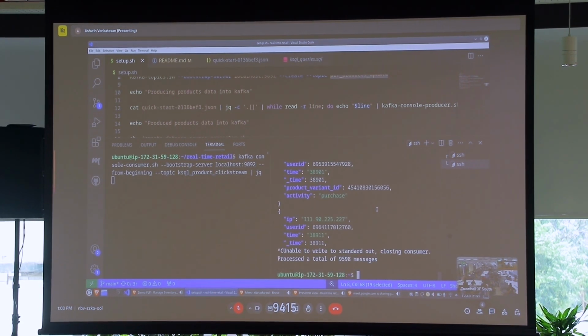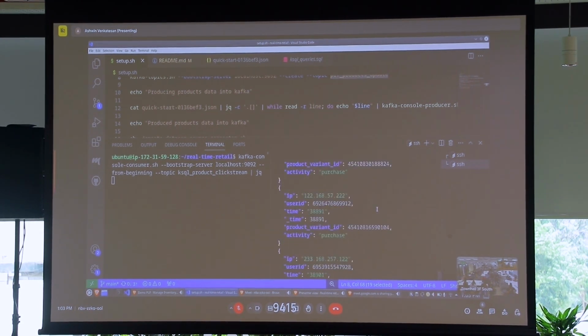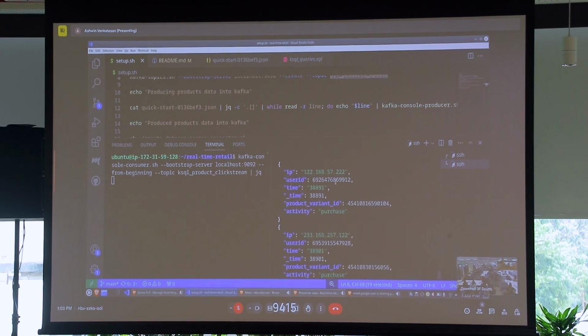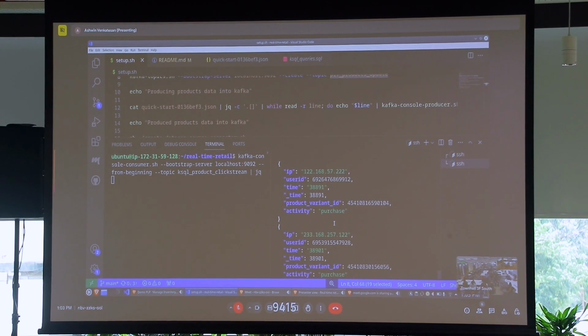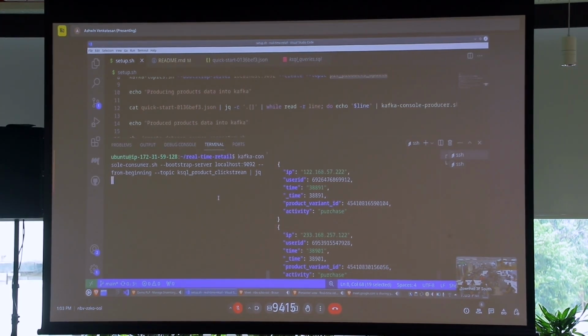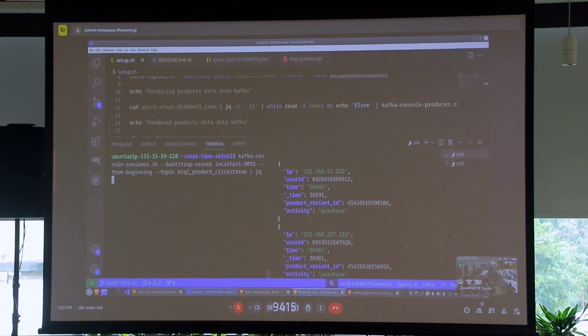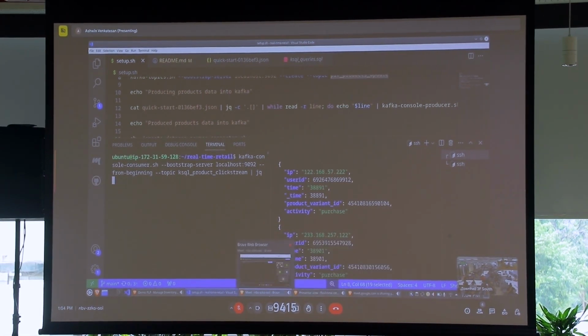You see here, this is the clickstream data I talked about, which is being produced here. So we are consuming that, and let's go and make a change in the Shopify CDC, and then observe this particular joined stream which we have, and see if that comes up.